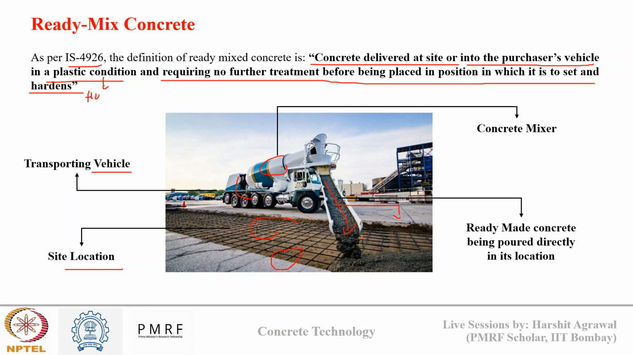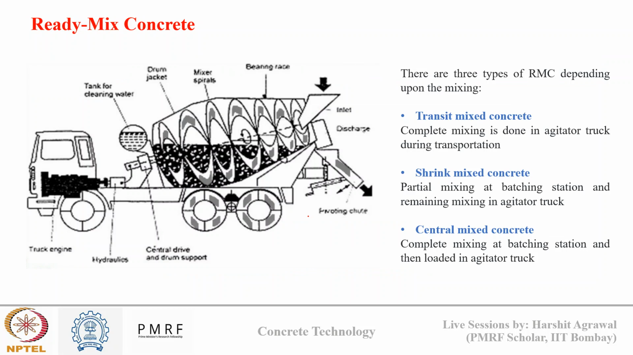Now, this mixer truck, loaded truck, is the key behind ready mix concrete. In this figure, you can see there is a truck with a drum attached to it. Inside the drum, we have the mixer's spiral, where concrete is mixed continuously during the transportation. And once the truck reaches the site, there is a discharge panel through which concrete is unloaded and poured into the site. This truck setup is commonly known as an agitator truck.